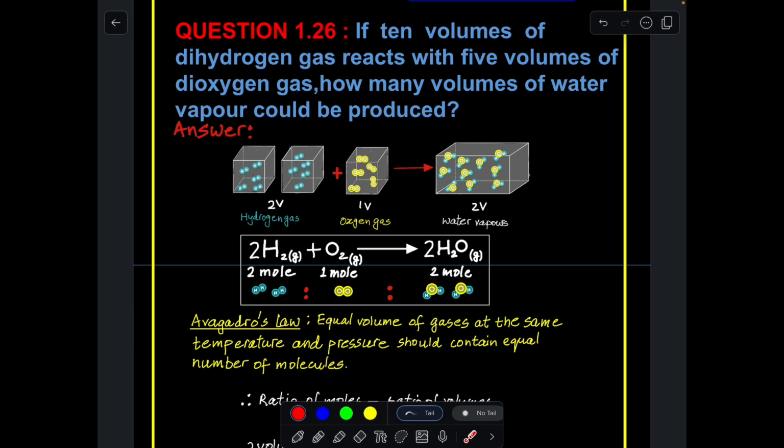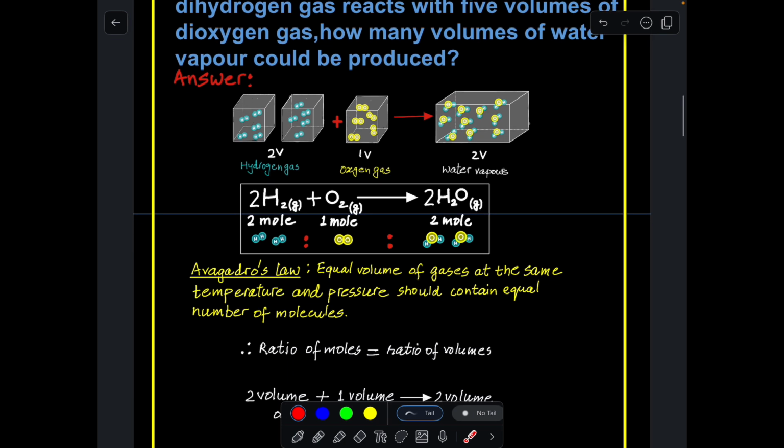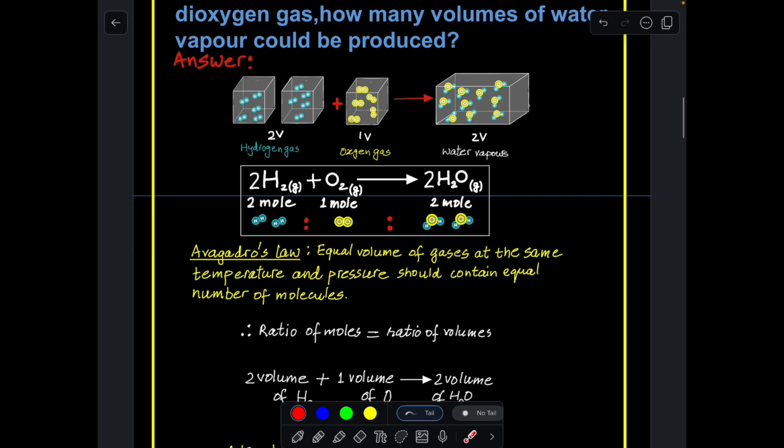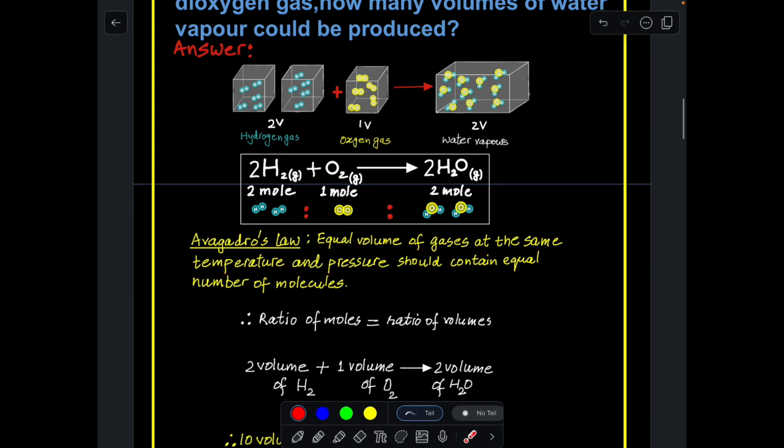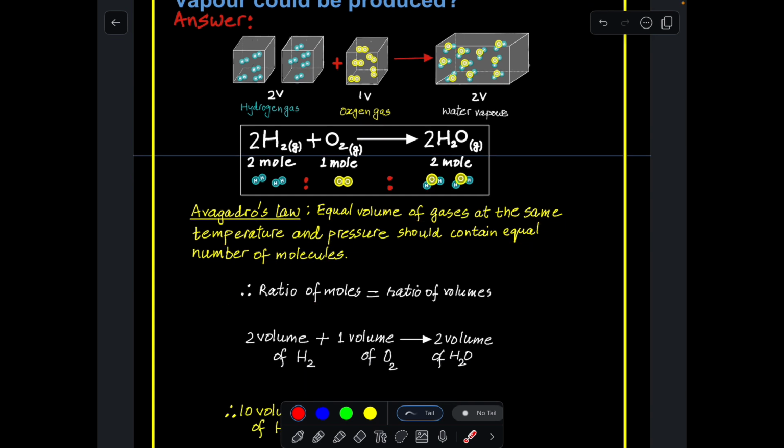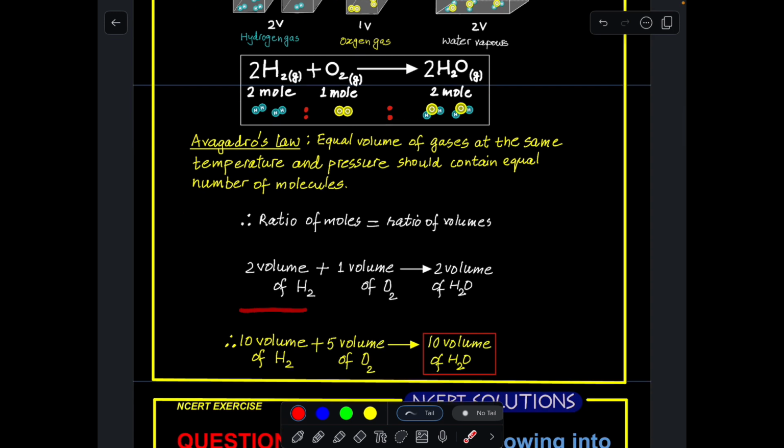We can answer this question directly, but we need to specify why we are calculating in that way. So here we will apply Avogadro's law, that is equal volumes of gases at the same temperature and pressure should contain an equal number of molecules. So here the ratio of moles is basically equal to the ratio of volume according to the law. Therefore, 2 volumes of hydrogen combine with 1 volume of oxygen, and you get 2 volumes of water. So 10 volumes of hydrogen when combined with 5 volumes of oxygen, you will get 10 volumes of water. So this is the answer.